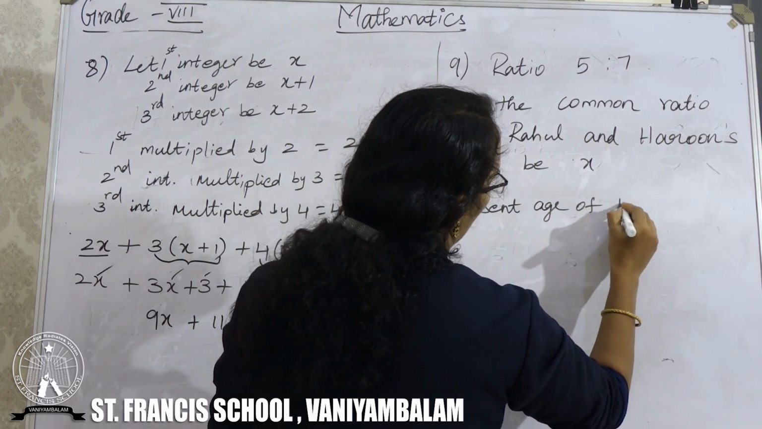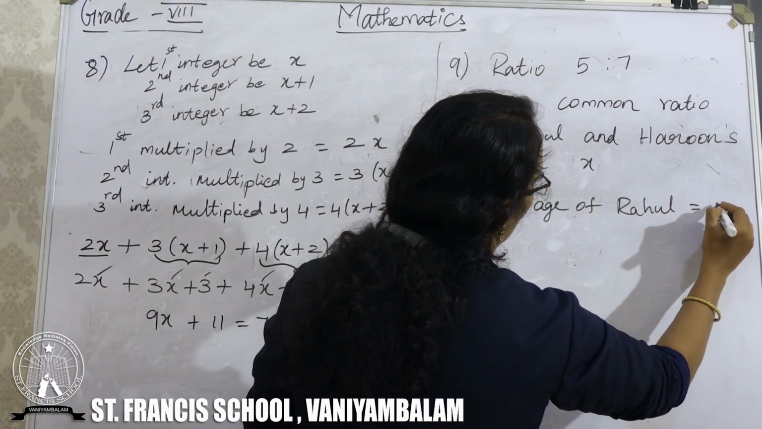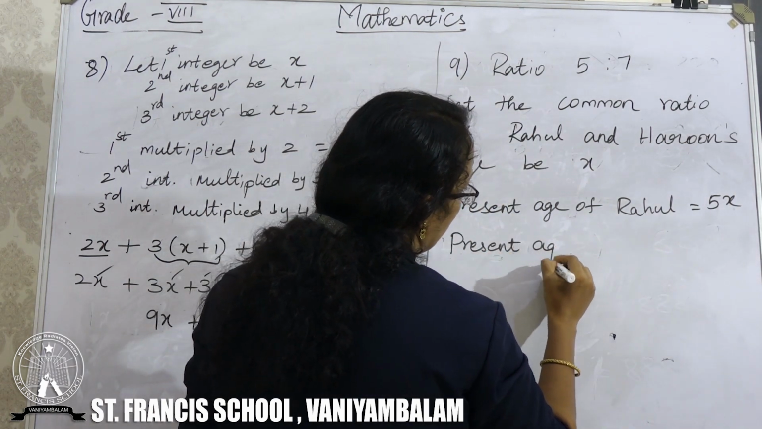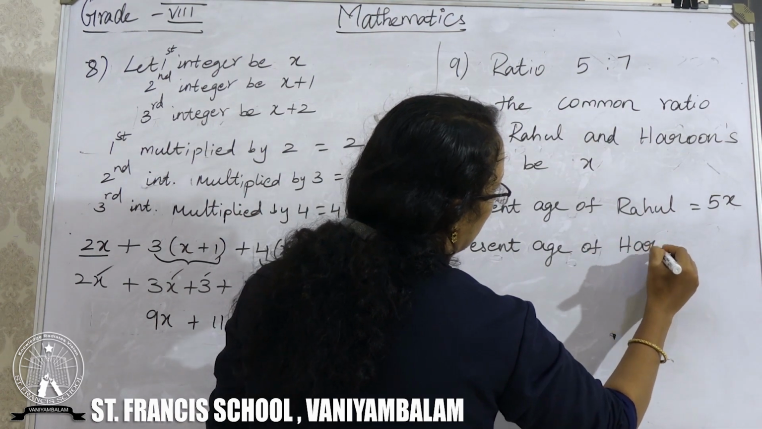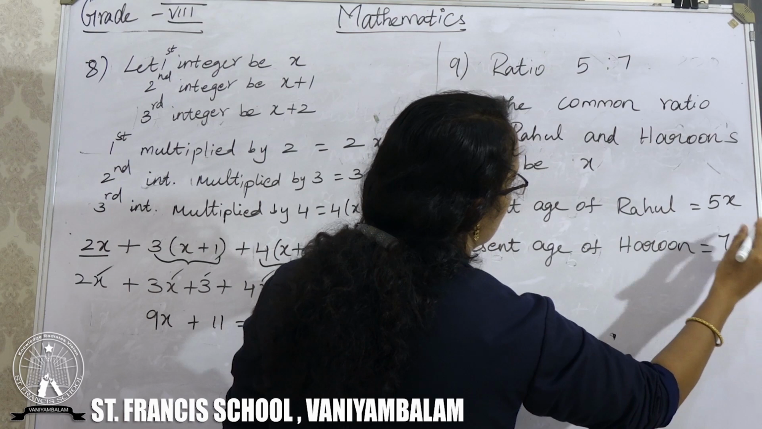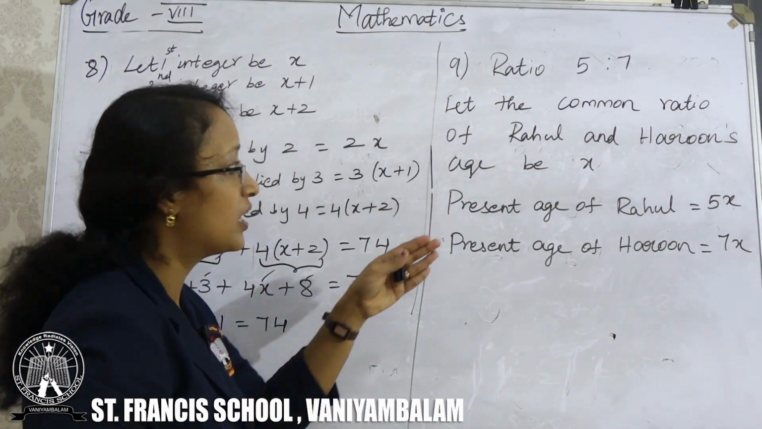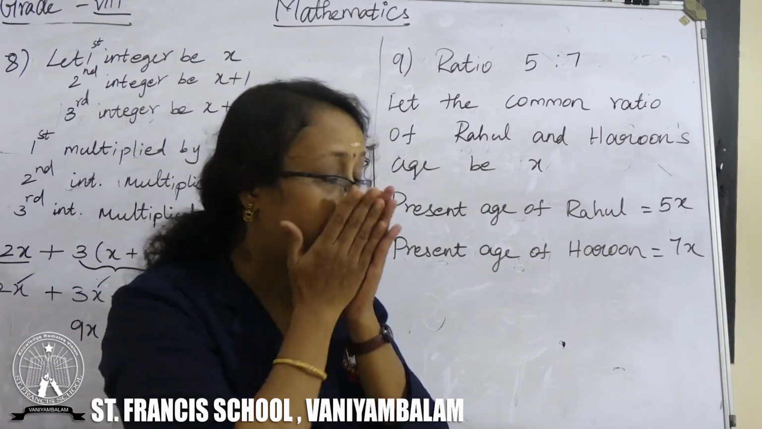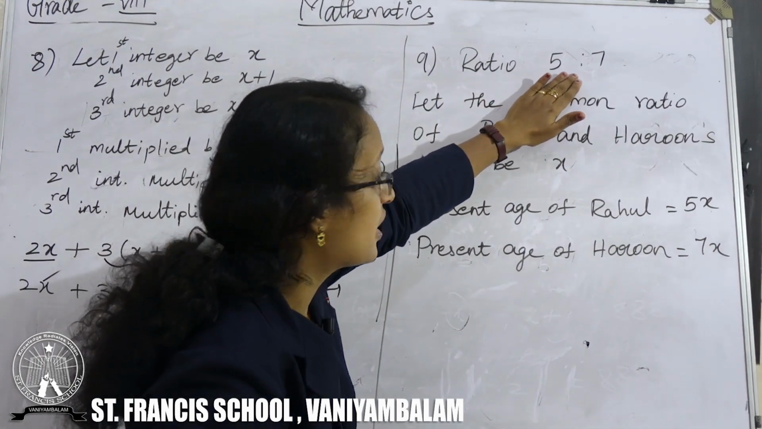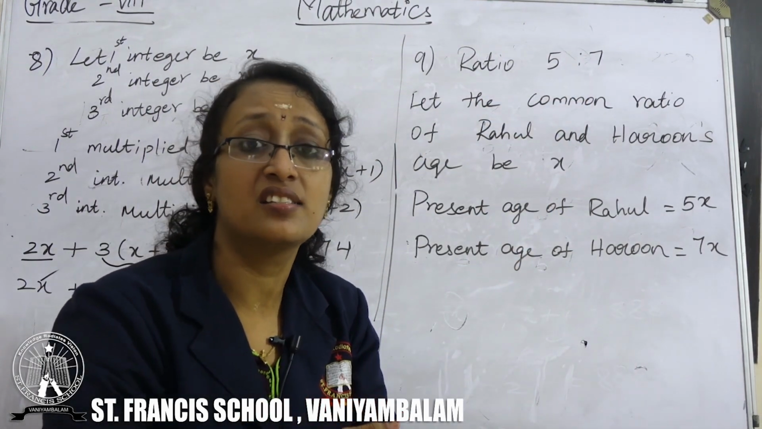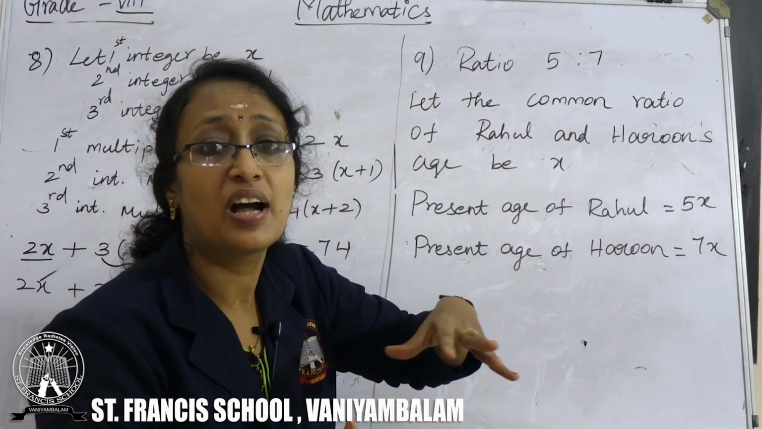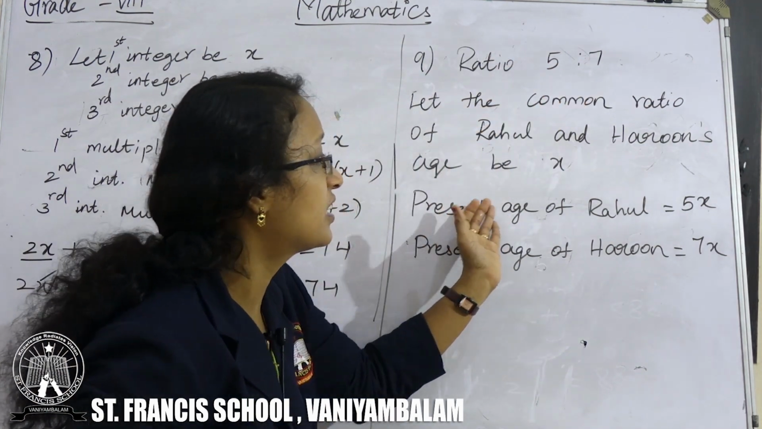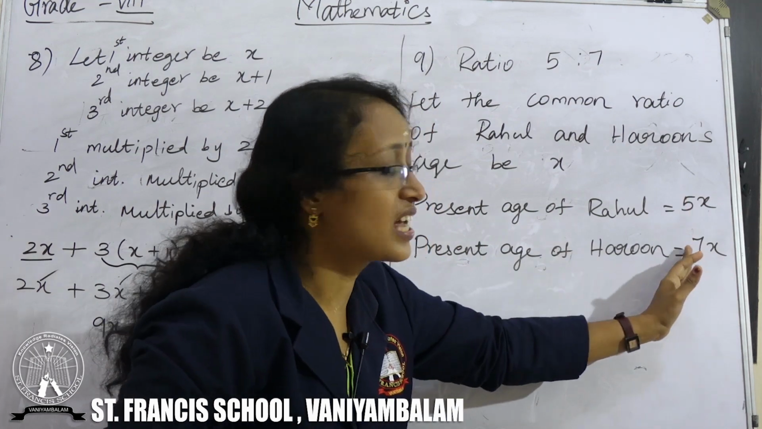Present age of Rahul is equal to 5x. Present age of Harun is 7x, right? Ratio is 5:7. So let us take the common ratio be x. Why are we taking this common ratio be x? Because here it is given the age is not 5:7. One's age is a multiple of 5 and the other one's age is a multiple of 7. So the ratio is 5:7, so let us take the ages as 5x and 7x.